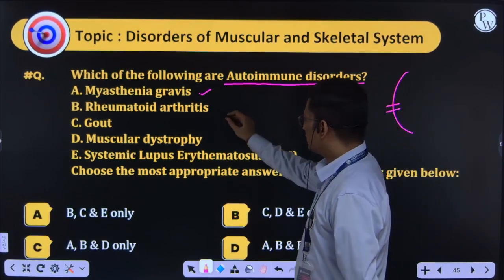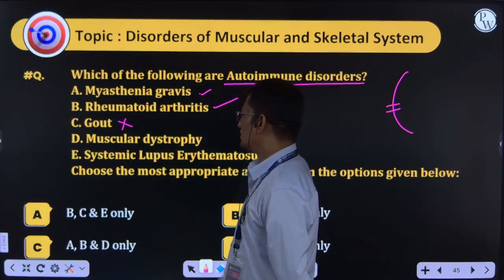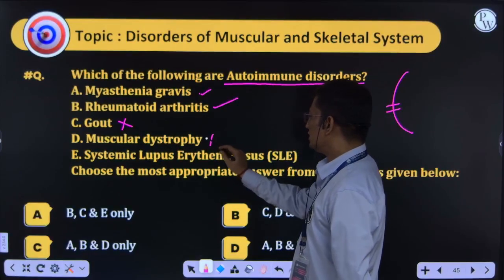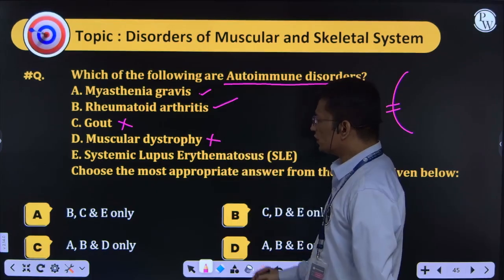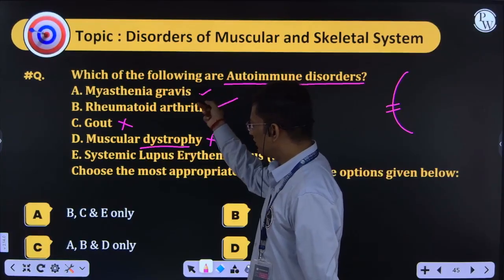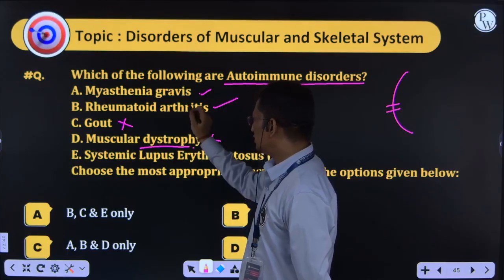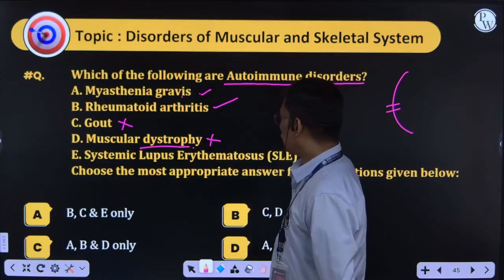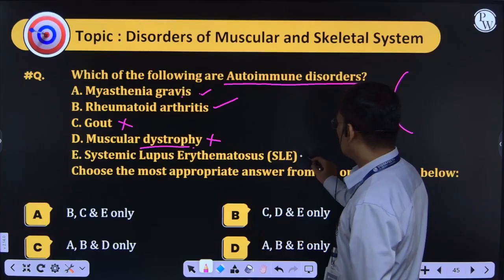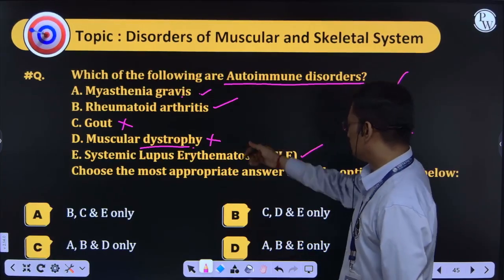Rheumatoid arthritis, yes. Gout is the accumulation of uric acid crystals in joints. Muscular dystrophy is a genetic disorder, because here dystrophin protein is not formed. So don't confuse myasthenia gravis and muscular dystrophy. This is a genetic disorder, and this is an autoimmune disorder. Systemic lupus erythematosus is also an autoimmune disorder. So these three things are autoimmune. The remaining are not.